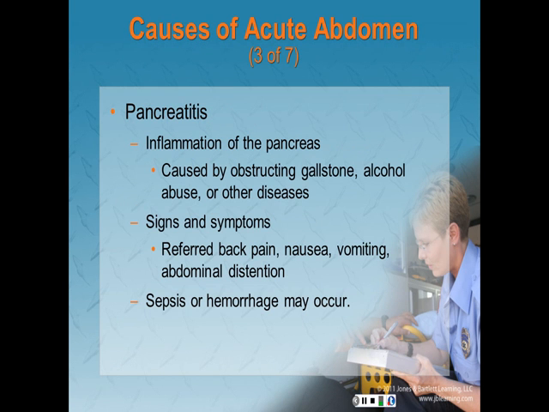Pancreatitis is an inflammation of the pancreas. It's caused by obstructing gallstones, alcohol abuse, or other diseases. Some signs and symptoms include severe pain in the upper left and right quadrants, which often radiates to the back, nausea and vomiting, abdominal distension, and tenderness. Sepsis or hemorrhage may occur, and you should look for signs of fever or tachycardia.